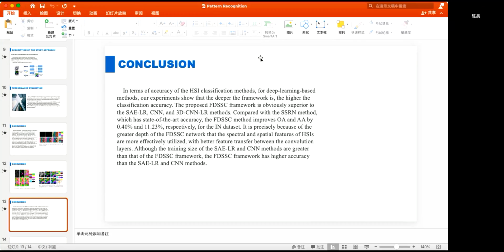It is precisely because of the greater depth of the FDSSC network that the spectral and spatial features of HSIs are more effectively utilized, with better feature transfer between the convolution layers. Although the training size of the SAE-LR and CNN methods are greater than that of the FDSSC framework, the FDSSC framework has higher accuracy than the SAE-LR and CNN methods.